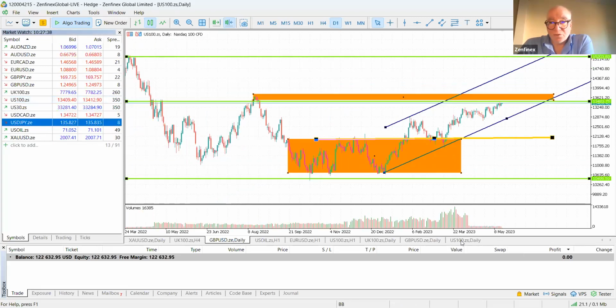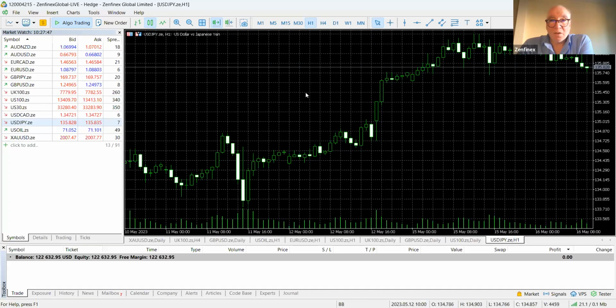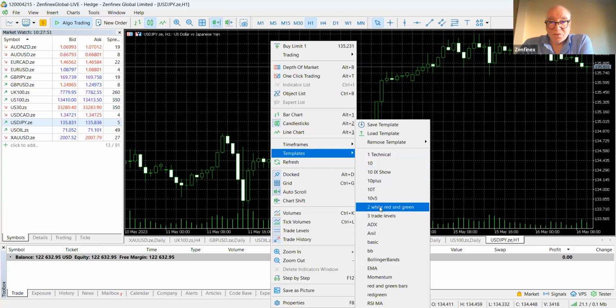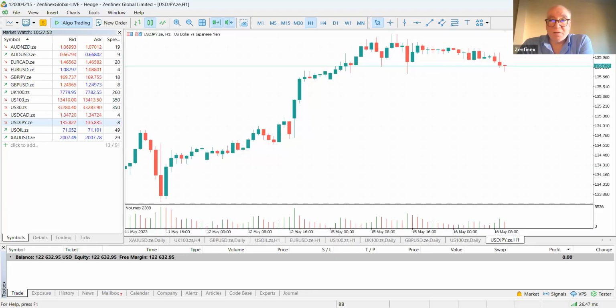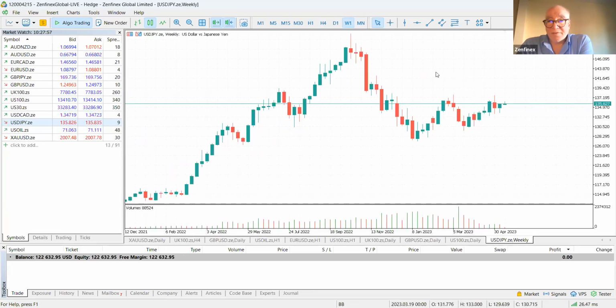Let's do that on a different chart. Let's try a fresh chart and we'll do a top down on USD JPY. Let's make that the same so it's clearer. I always use the white screens. It seems to be clearer on video. So let's start from a weekly perspective.